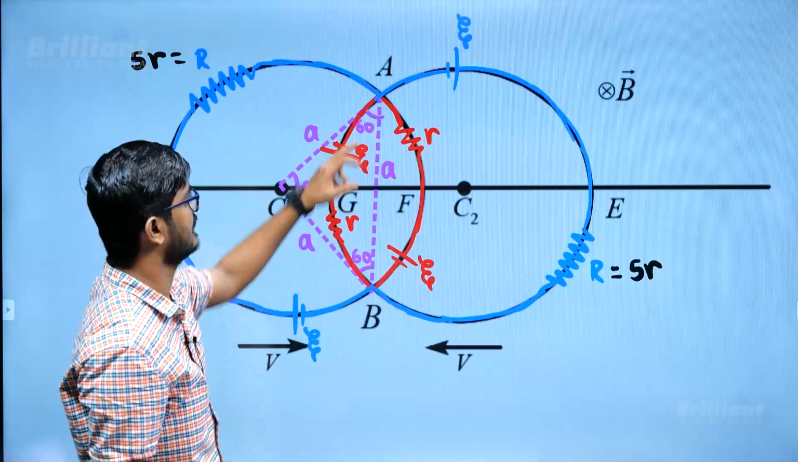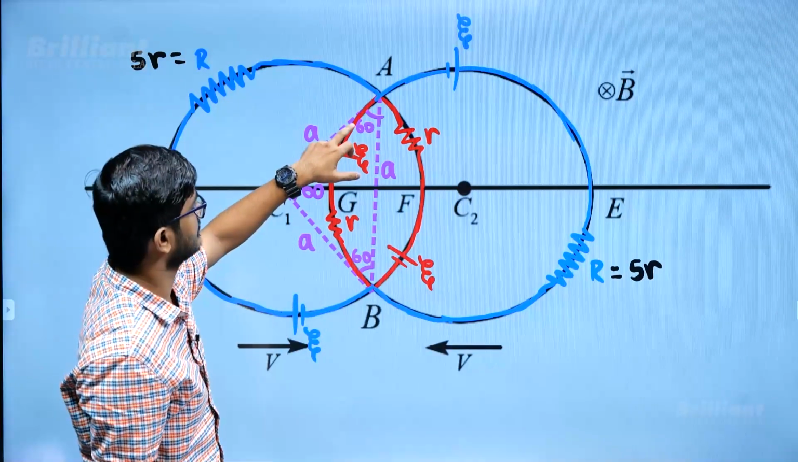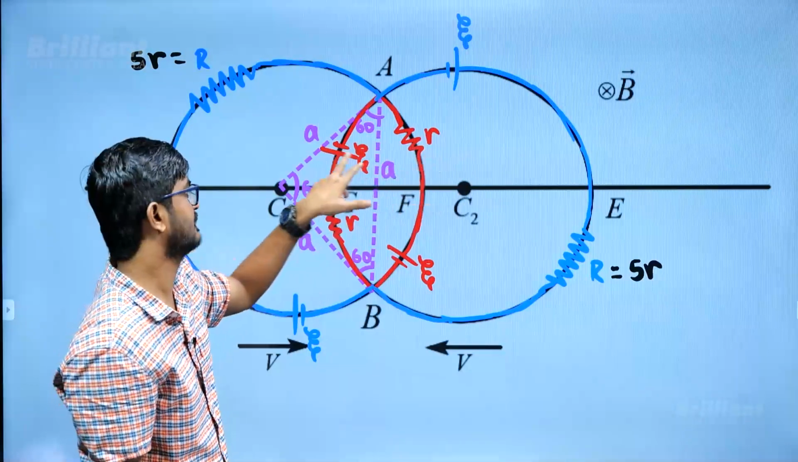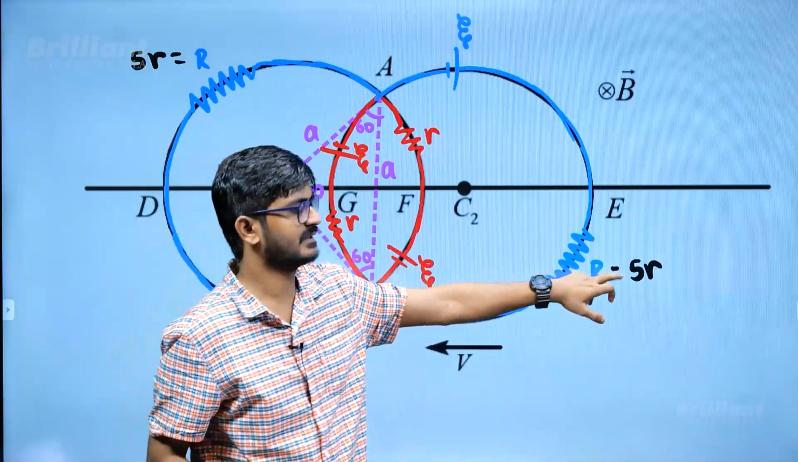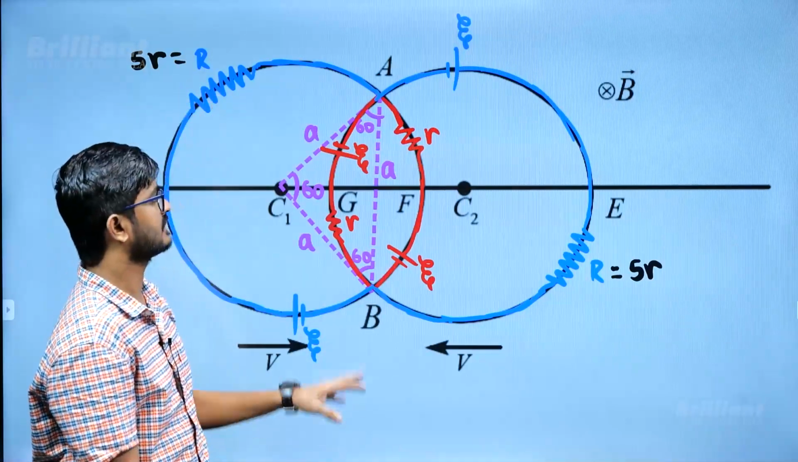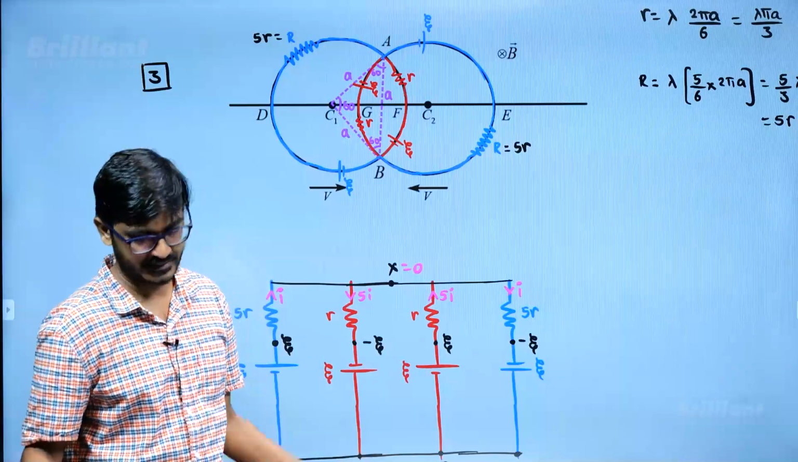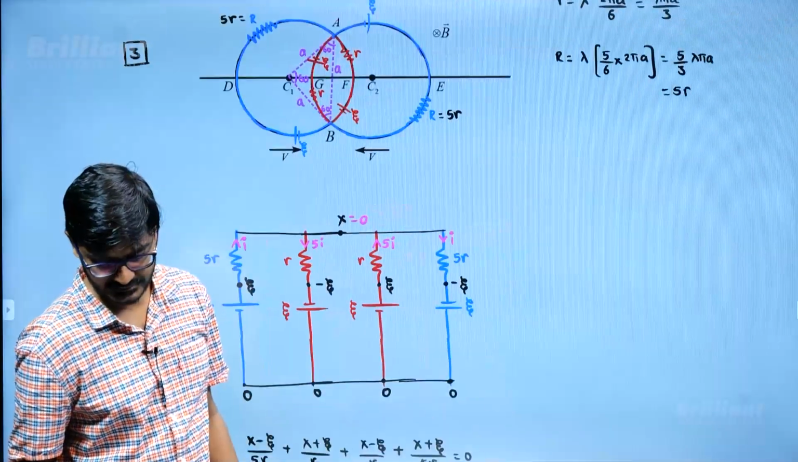Resistance value depends on the length, right? Now this length is 1/6 and the remaining length is 5/6, right? So if this resistance is R, I can call the remaining resistance 5R. If this resistance is R, then this is 5R, right? Now that's the circuit. When I try to redraw it, it looks like this. The red color one as it is, the blue color one as it is.